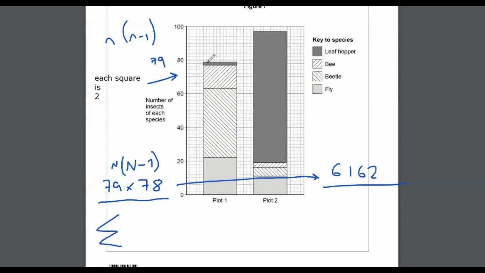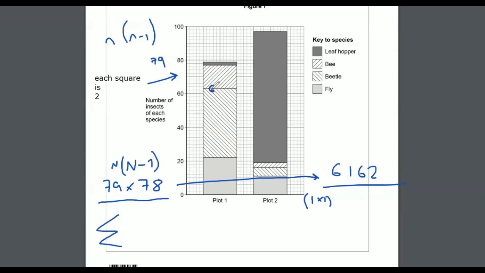Now I want to sum the individual total of each species minus 1. So this top one here has got 2 individuals in it. Each square is worth 2, and that's a 1 square thick bar. So that's 2 times 1. So we want to do 2 times 2 minus 1, which is the same as saying 2 times 1. So that's 2.